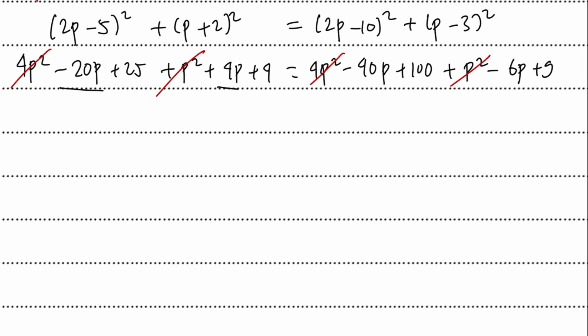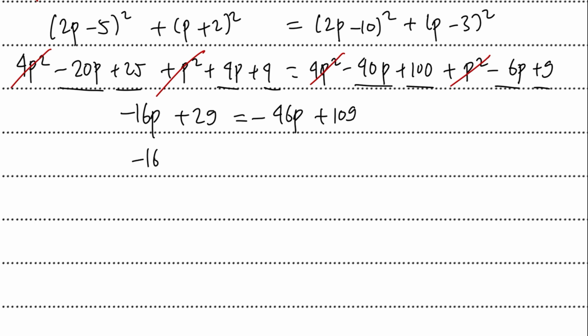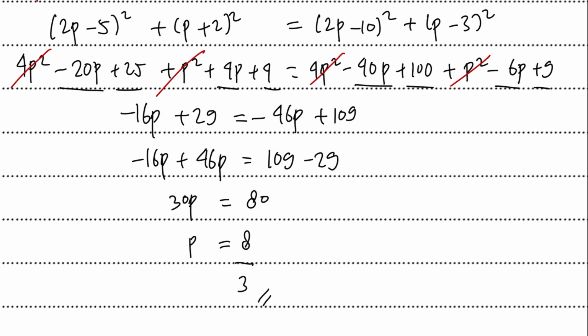So this and this combined becomes minus 16p. This with this plus 29 equals this with this minus 46p. This with this becomes 109. So minus 16p plus 46p equals 109 minus 29. So 30p equals 80. P equals 8 over 3.